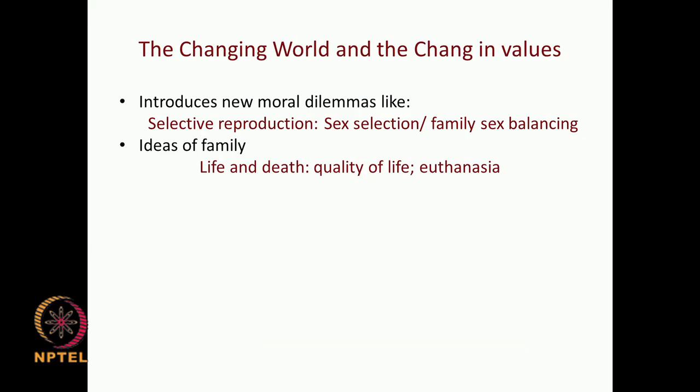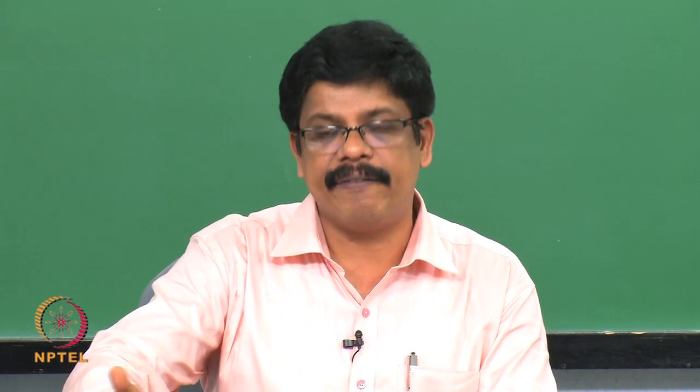Again, this will also have certain implications on the ideas of family as we have traditionally inherited. Then questions like life and death, quality of life, the problems raised by euthanasia, which has two aspects, passive euthanasia and active euthanasia, where the physicians actually come forward and help the patient to end their life. So, all these have introduced certain complex ethical issues.